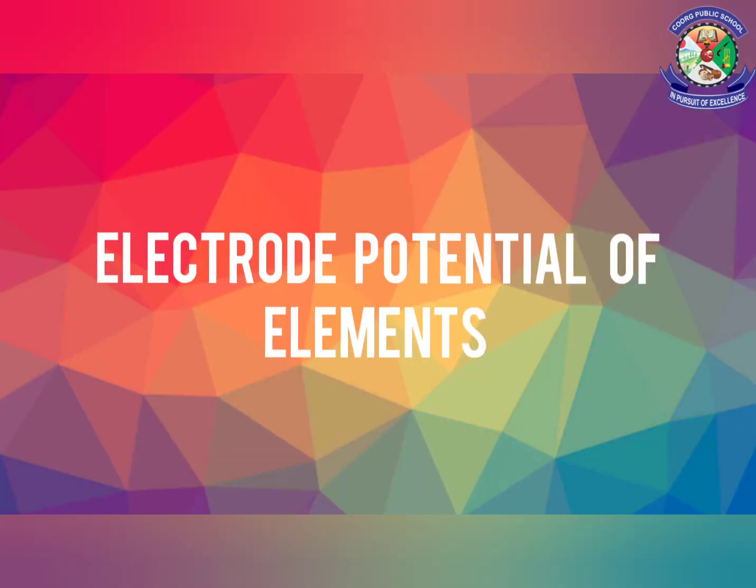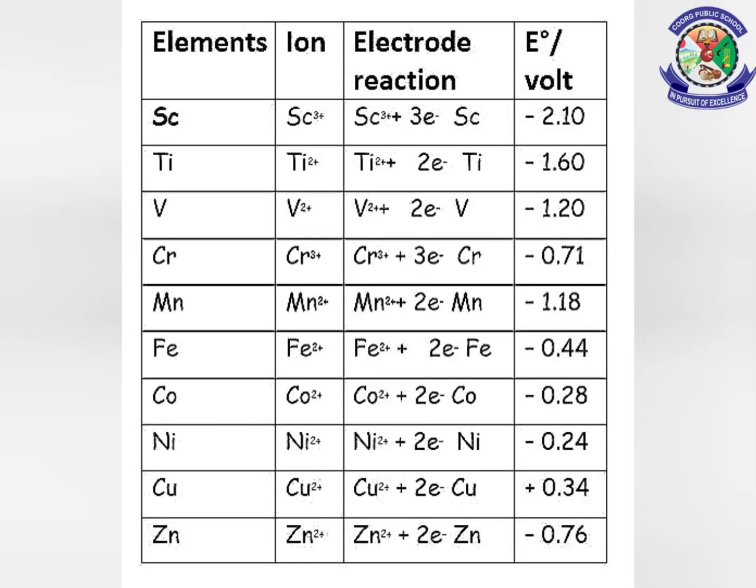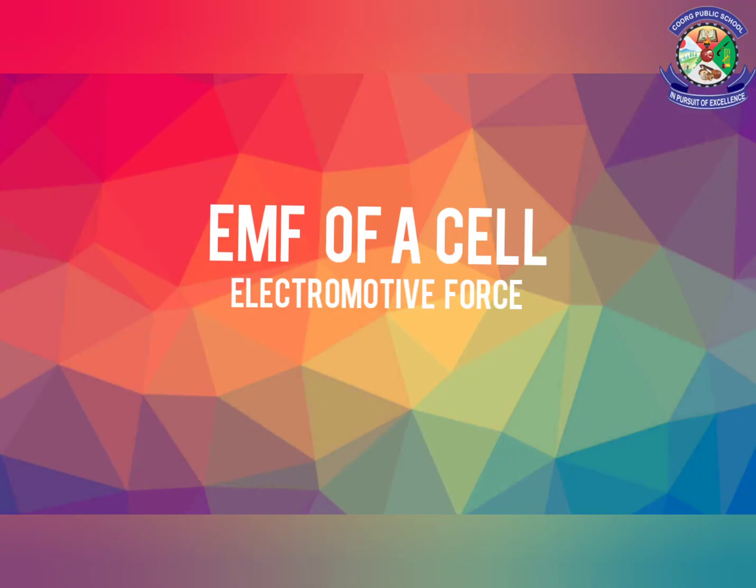Next, we will discuss the electrode potentials of some important elements. The electrode potentials of these elements have already been determined, and the values are given as follows. The electrode potential of scandium is minus 2.10, titanium minus 1.60, iron minus 0.44, nickel minus 0.24, copper plus 0.34, etc. Next, we will discuss EMF or electromotive force of a cell.